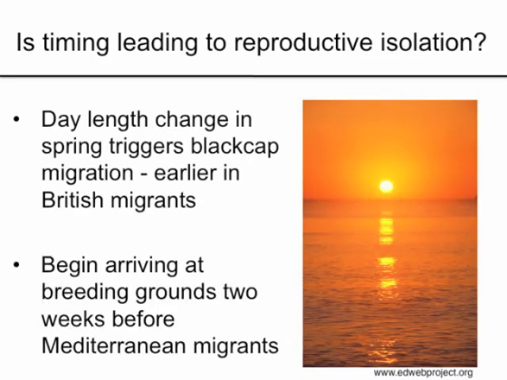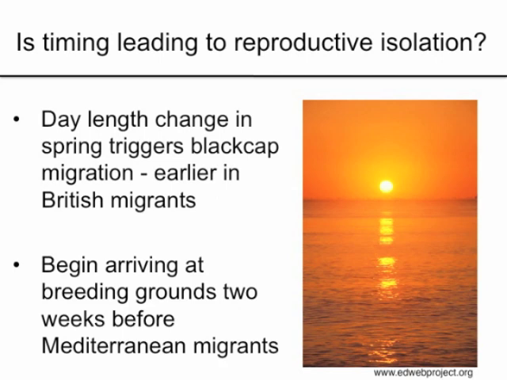So the idea for these two populations of blackcaps, which might be leading to reproductive isolation, is timing. Many birds that migrate have cues as to when they should leave their wintering grounds and head back to their summer grounds to start reproducing. Blackcaps are triggered by day length, and as day length changes, the blackcaps will begin their migration.